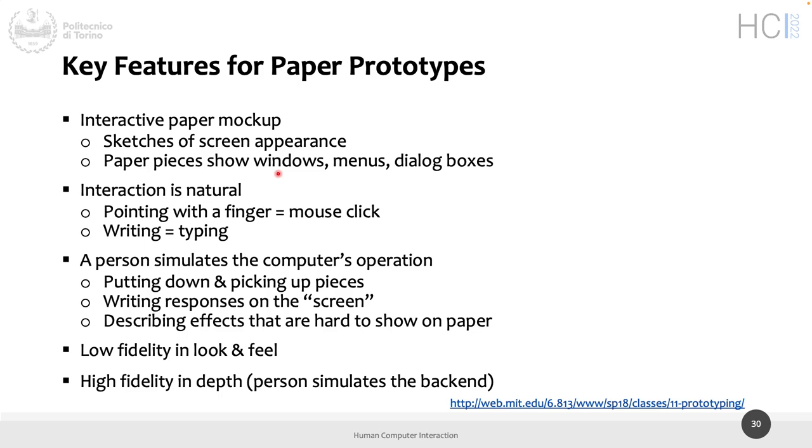It's not just static screens that you put on the table for a person to look at all of them. Instead, you see one screen at a time, and after clicking or tapping on something, the screen changes. Clearly it doesn't change magically, but there is a person who changes the piece of paper for you, acting as the computer in a way. So they must be interactive paper mockups. Screens plus pieces of the screen.